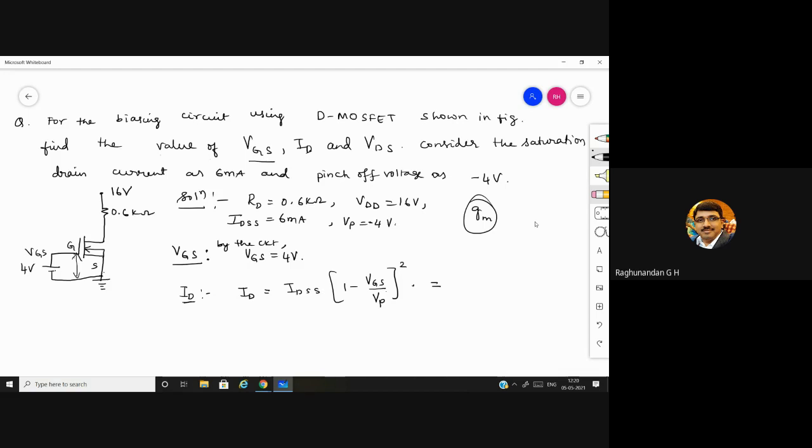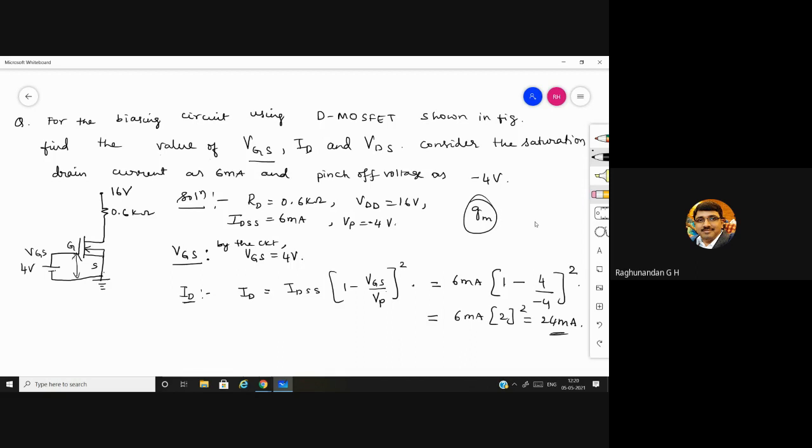So now what happens to this? 6 milliamps into 1 minus 4 by -4 whole square. So this becomes 6 milliamps into 2 square. So that is equal to 24 milliamps. Okay, just correct this.